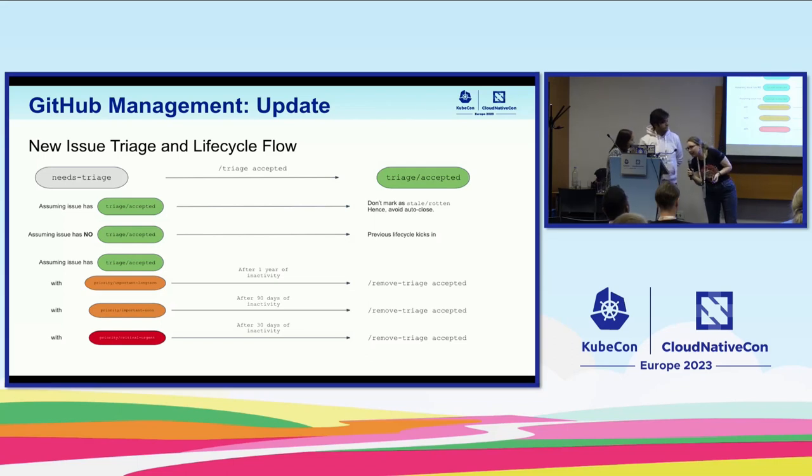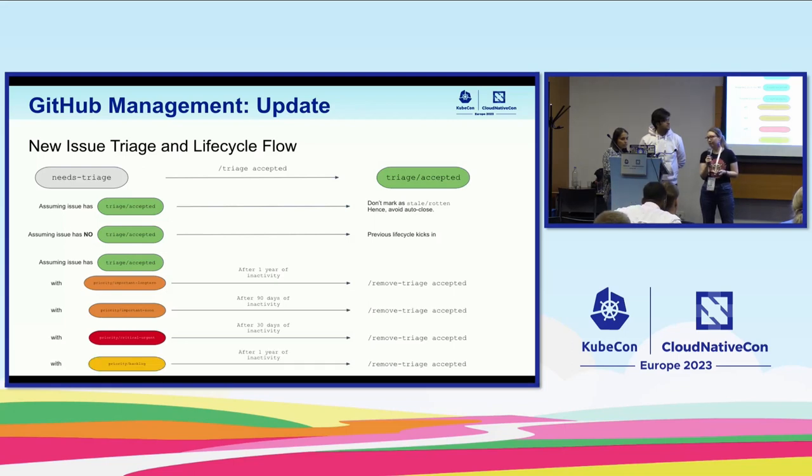And if it has priority critical urgent. So if it's urgent, then that means that it needs to be dealt with in a very short time frame. And if it isn't dealt with in a very short time frame, then hopefully it doesn't matter anymore. So after 30 days of inactivity, we will remove triage accepted and go back to the regular workflow.